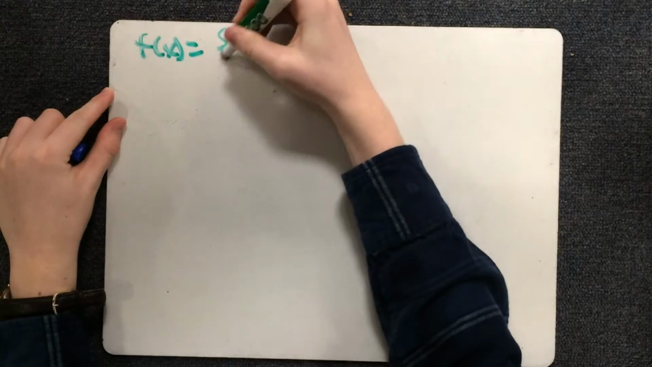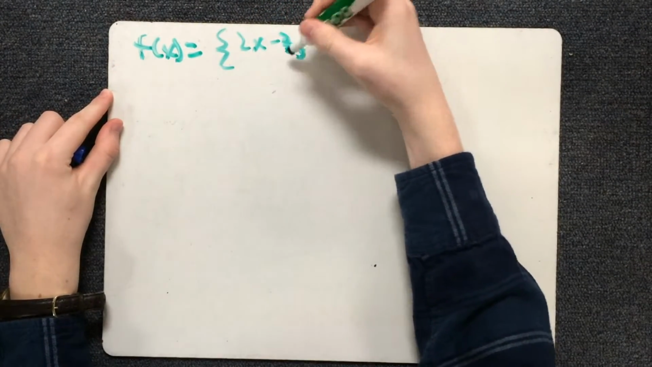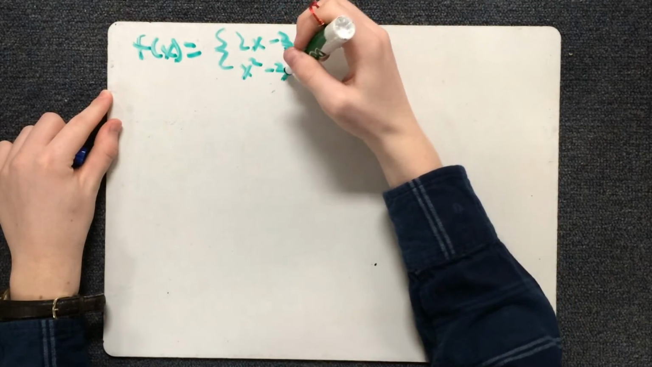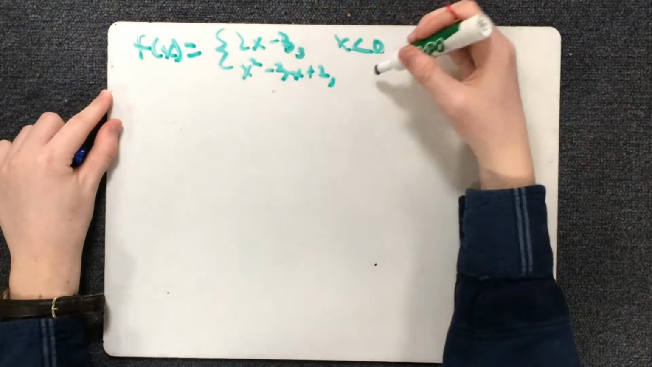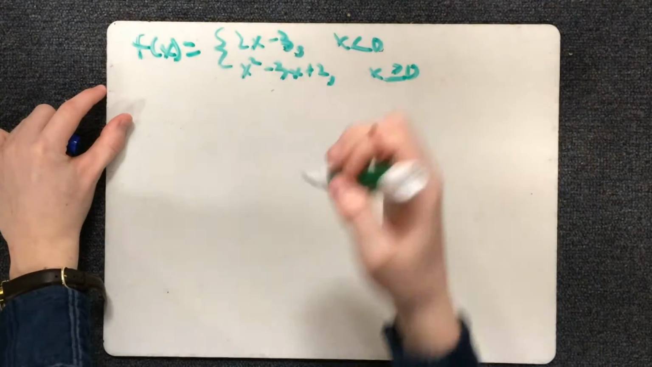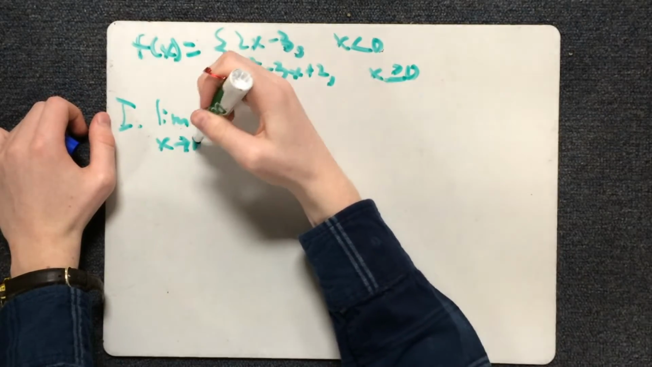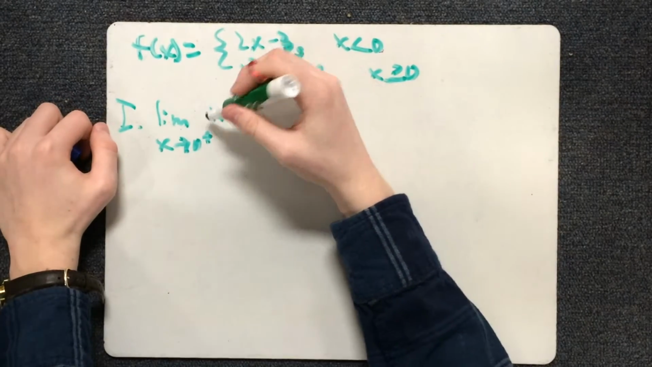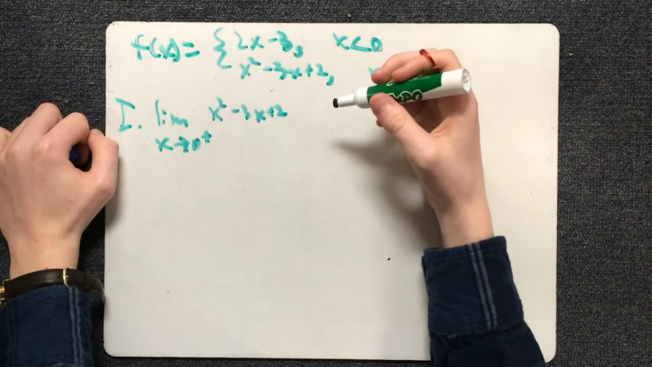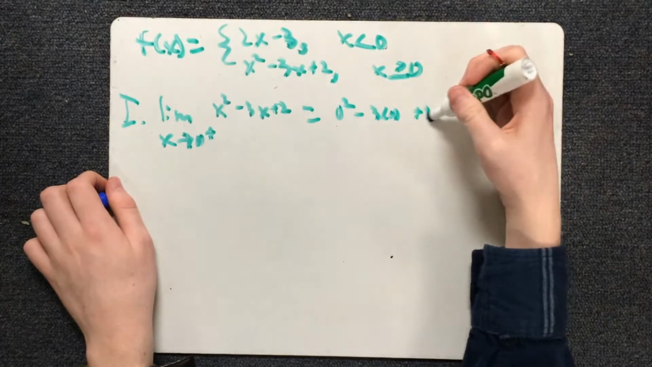F of x is a piecewise function where f of x equals 2x minus 3 for x less than 0, and f of x equals x squared minus 3x plus 2 for x equal to or greater than 0. Is f of x continuous at 0? Now, f of x is a piecewise function that splits at x equals 0. This means that we have to find the limit as x approaches 0 from both sides.